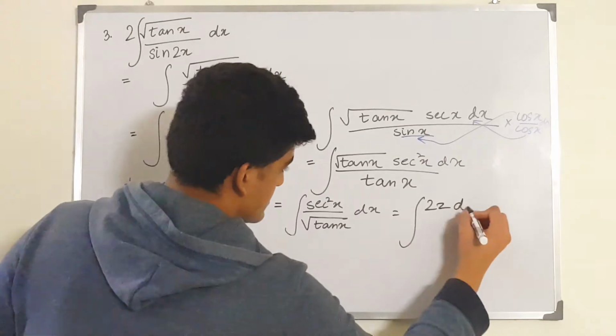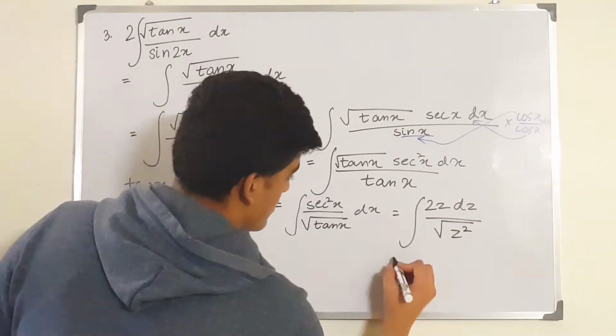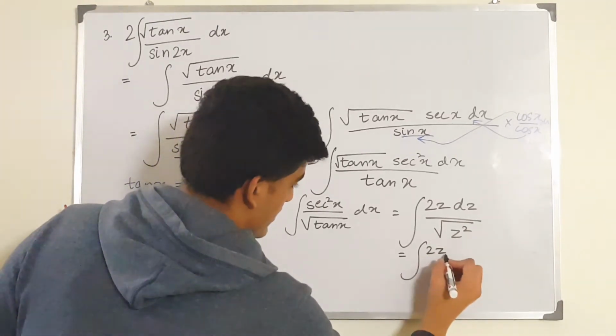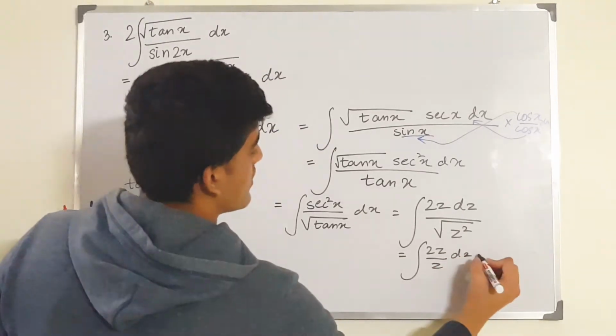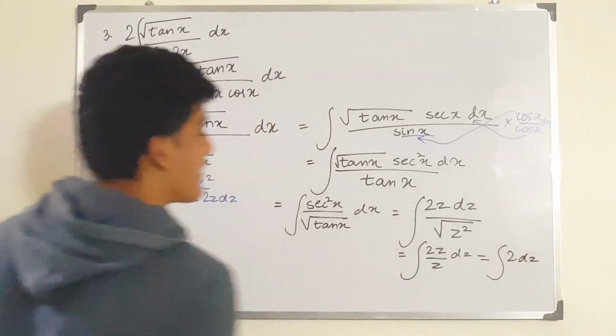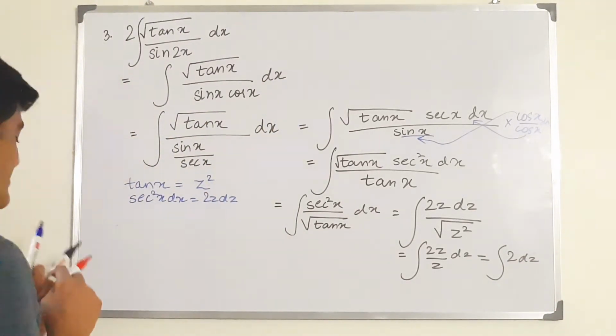2z dz divided by z, which is equal to 2z divided by z dz, which is again equal to 2 dz. 2 dz, that's kind of fun.